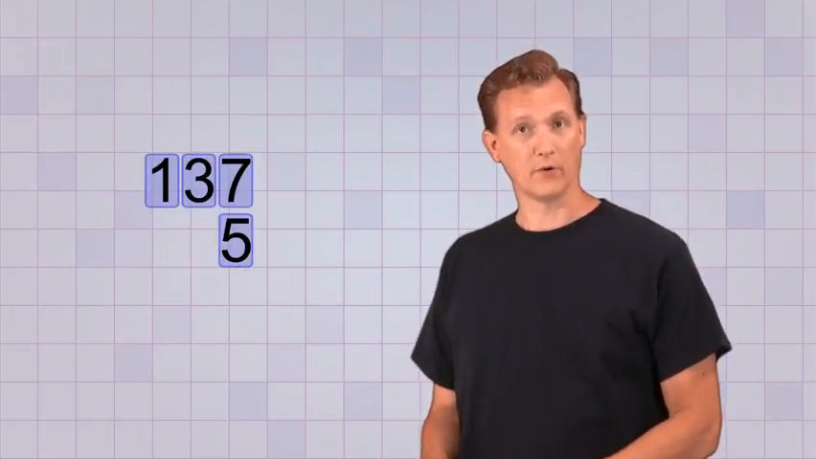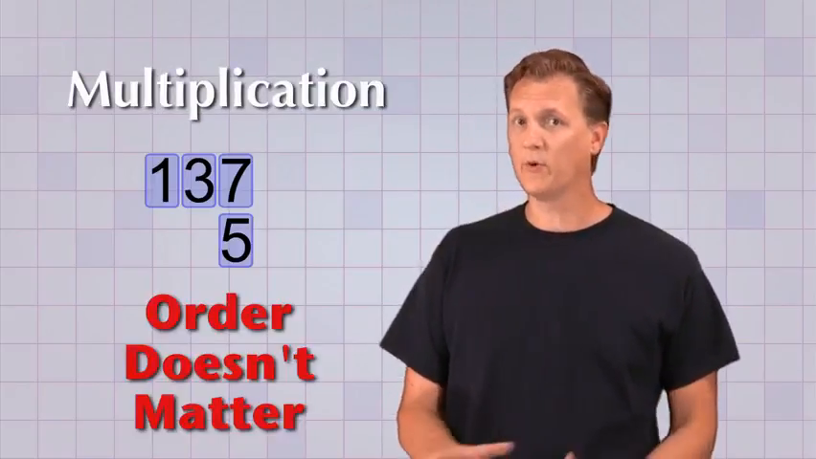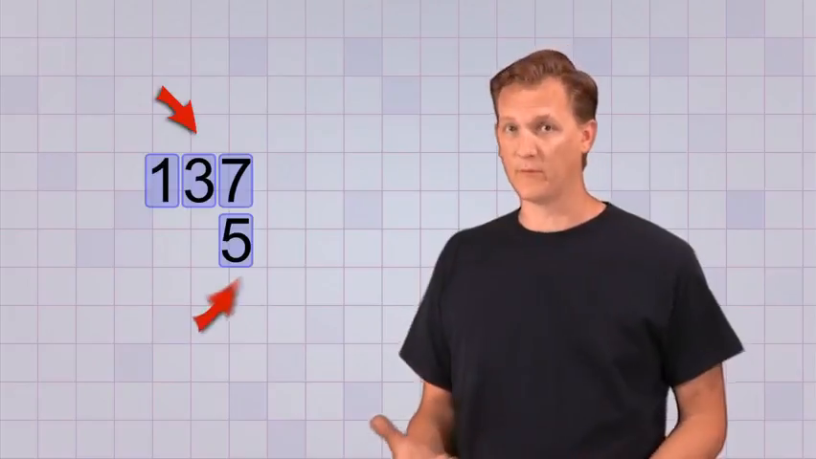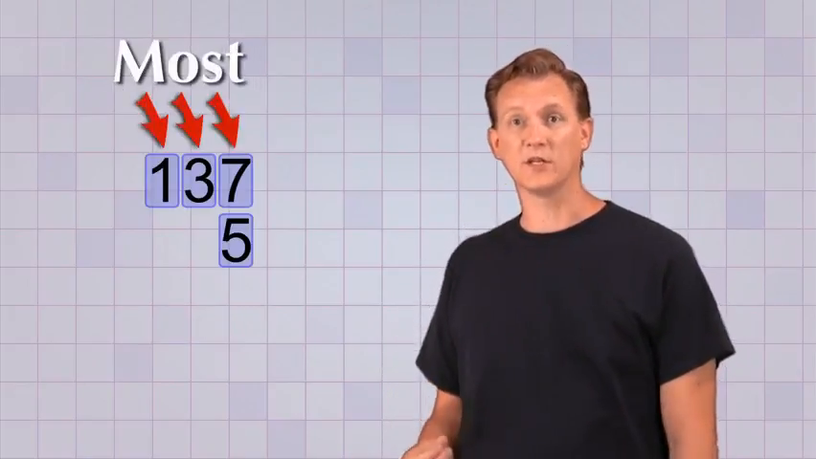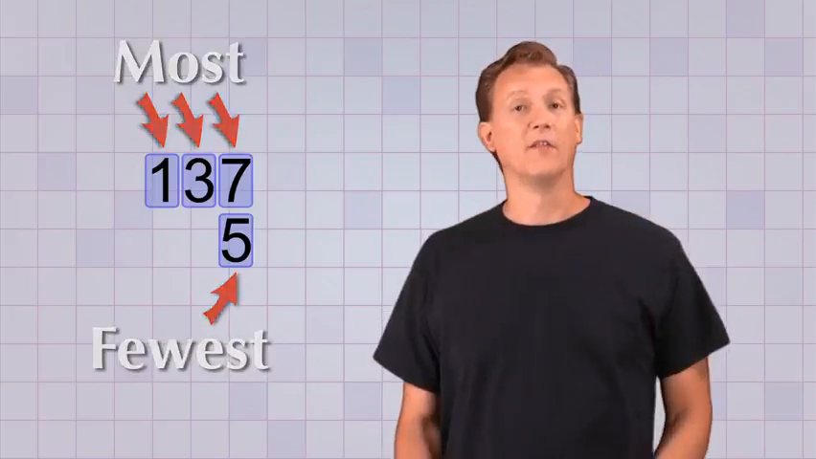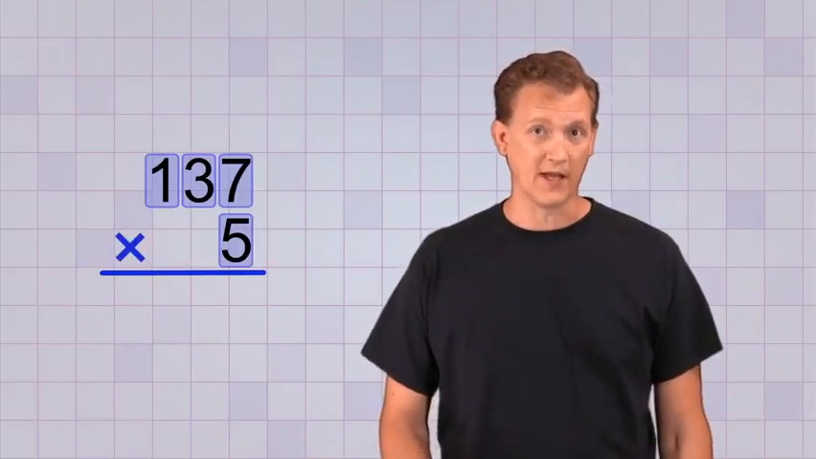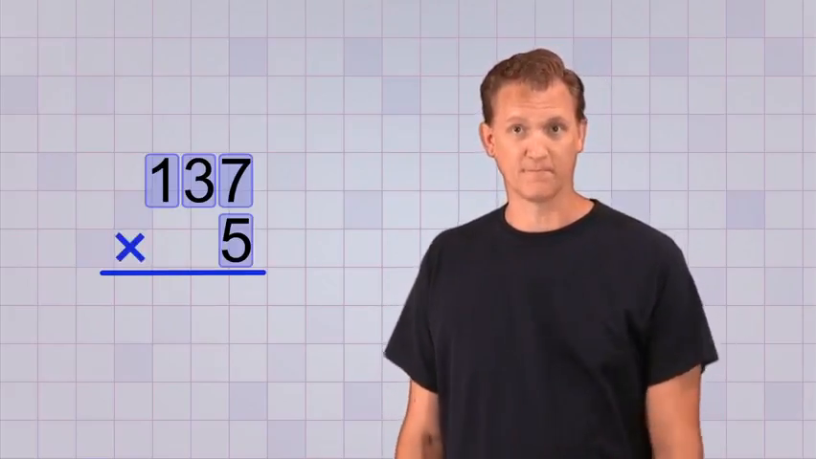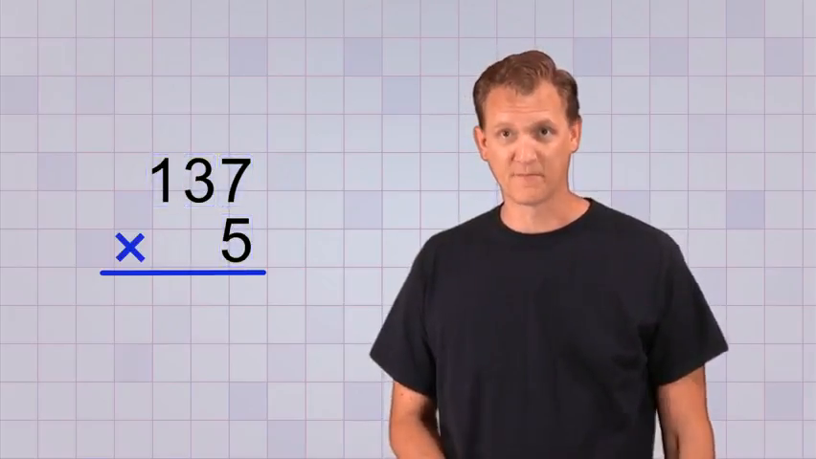Now you might remember with multiplication that the order of the problem doesn't matter, so we could put whichever number we want on the top or the bottom. But it's always best to put the number with the most digits on the top and the one with the fewest digits on the bottom. There, now we draw our answer line below and we put our times symbol to the left so we don't forget that we're multiplying. Okay, now we're ready to learn the procedure for multiplying.